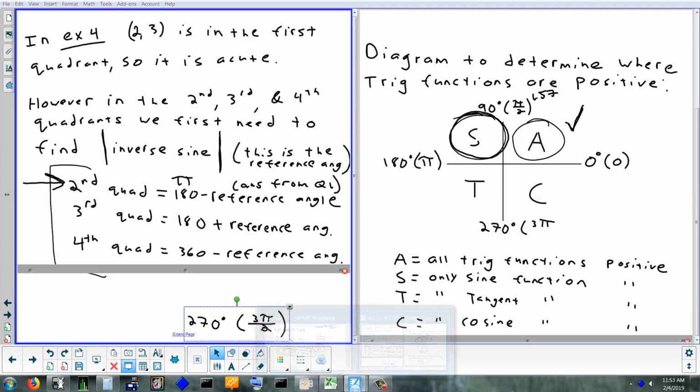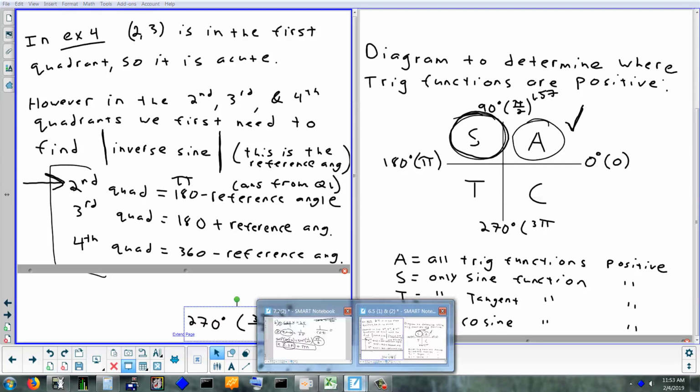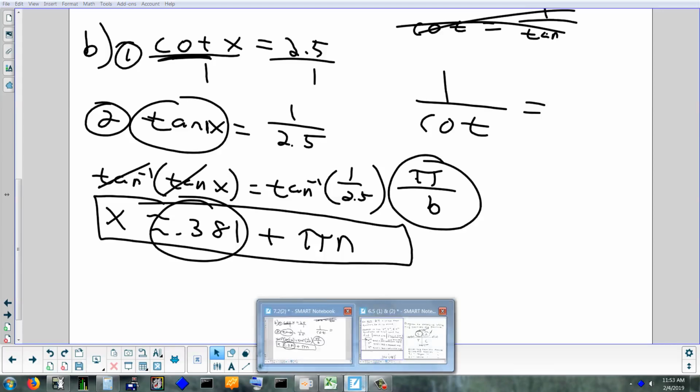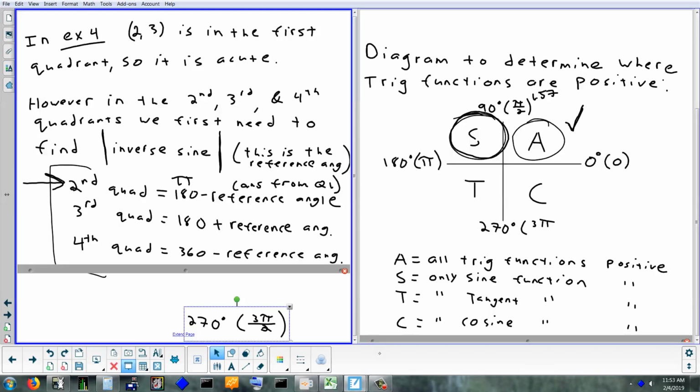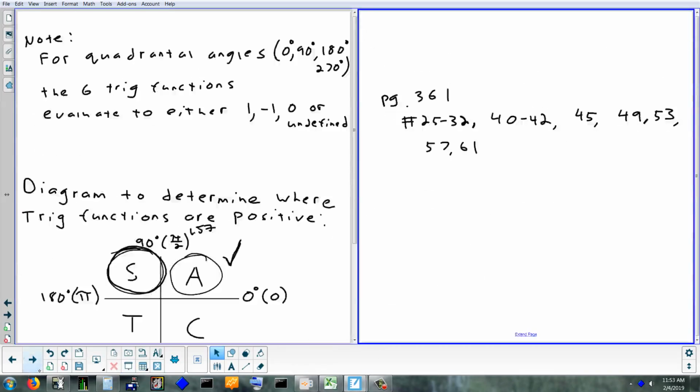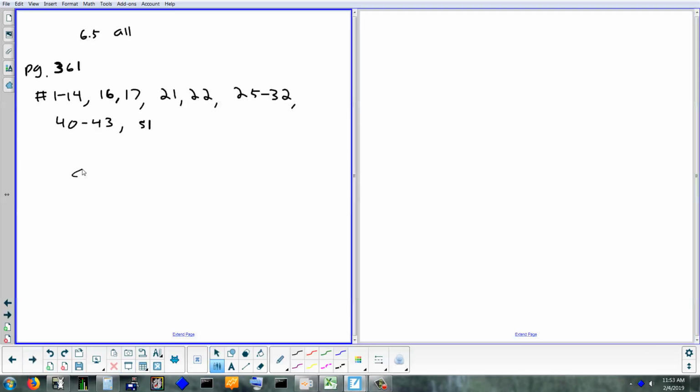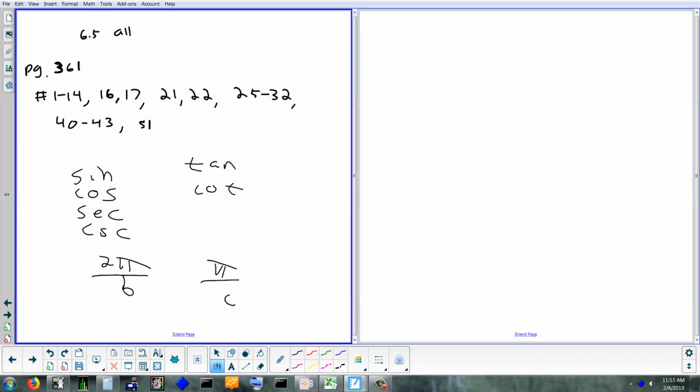For a cycle of cosine, what is that equal to? So if you have sine, cosine, secant or cosecant, they all use the formula 2 pi over b. Okay. Sine, cosine, secant, cosecant. There's your formula. Tangent, cotangent, it's pi over b.